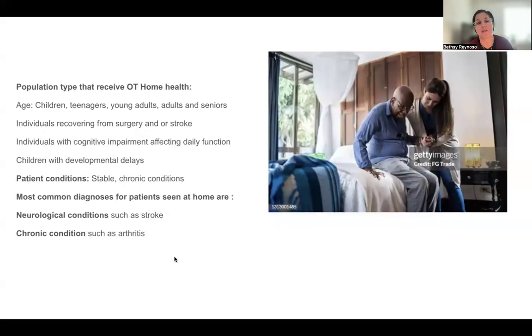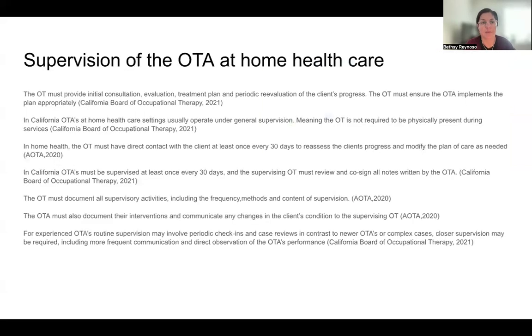Population types that receive OT at home health care can also be broad. It could include children, teenagers, young adults, adults, and seniors. Usually, you're looking at individuals recovering from surgeries or stroke, and individuals with cognitive impairment affecting daily functions, or children with developmental delays. Patient conditions usually are stable and/or are dealing with chronic conditions. Most common diagnoses for patients in their home are neurological conditions such as stroke and chronic conditions such as arthritis.